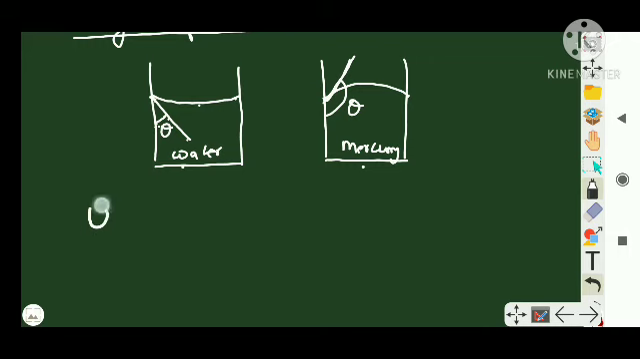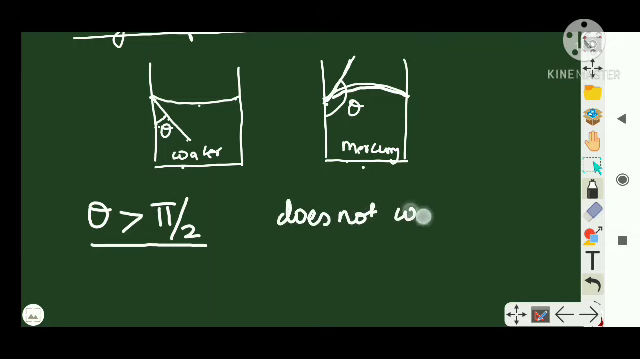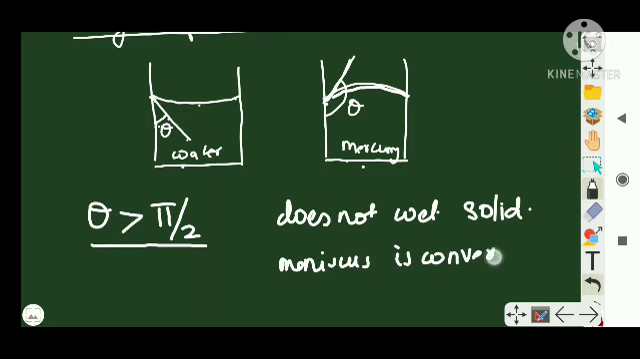Now if theta, that is the angle of contact, is greater than 90 degrees, like this one, then the liquid does not wet the solid surface, and this meniscus is convexing up. So when theta is greater than pi by 2, the liquid does not wet the solid surface, and the meniscus is convexed up. As you can see in the figure itself, this one.